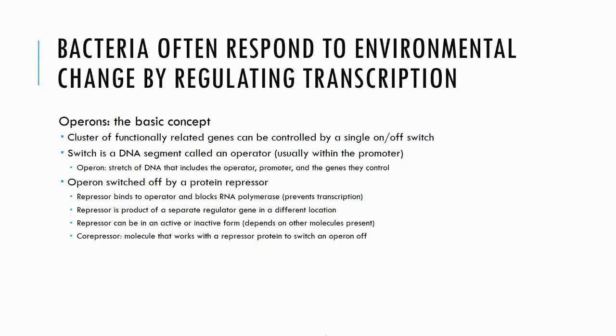Operons are switched off by a protein repressor, and that repressor binds to an operator and blocks RNA polymerase, which in turn prevents transcription. The repressor is a product of a separate regulator gene that's going to be in a different location. The repressor can be in an active or inactive form, depending on what other molecules are present. A co-repressor is a molecule that works with a repressor protein to switch the operon off.